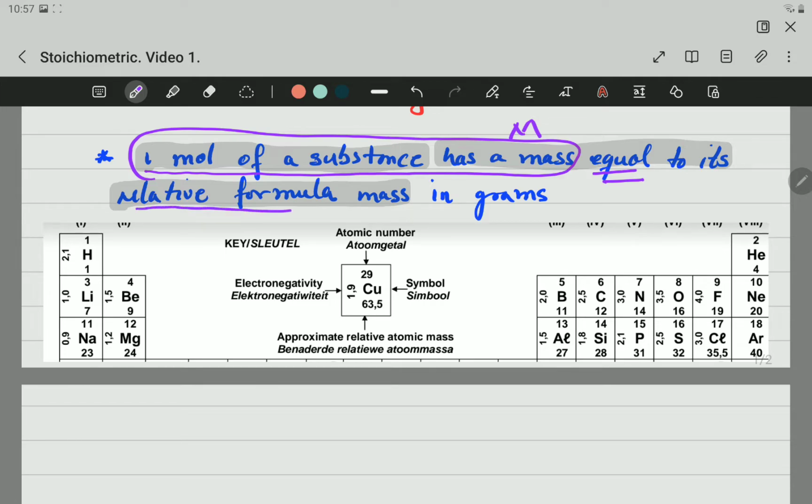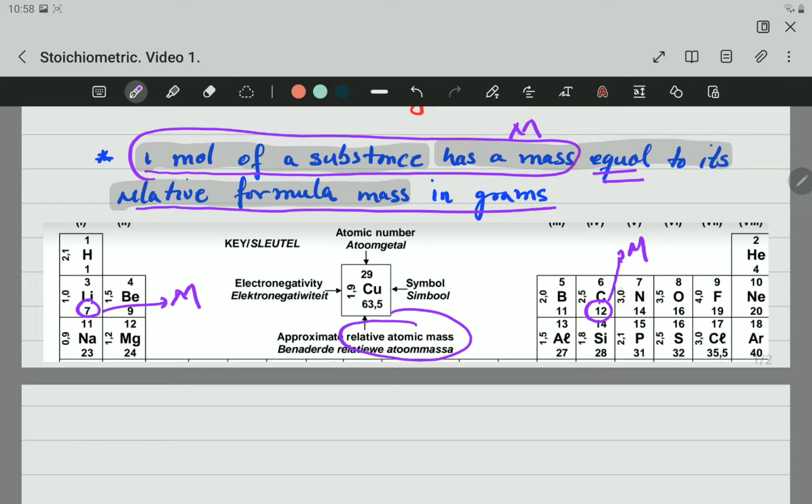Now, the relative formula mass is the mass that you find in the periodic table. This is the relative atomic mass, and this one here is the one we are talking about. So, for example, the relative atomic mass for lithium is 7, and therefore that is also going to be the molar mass for lithium. The relative atomic mass for carbon is 12, and that is therefore also its molar mass.